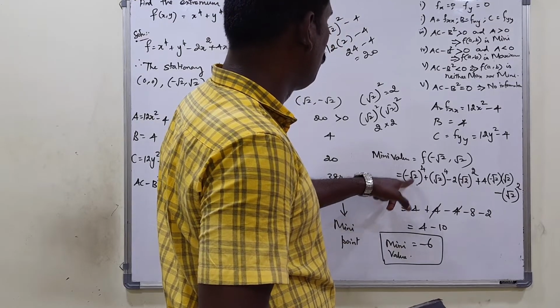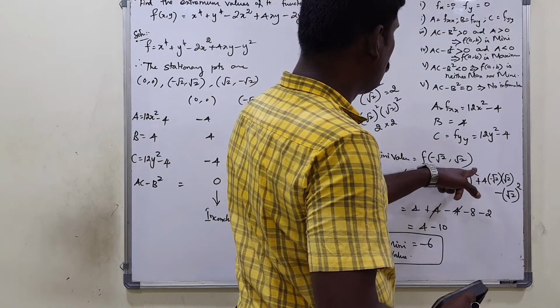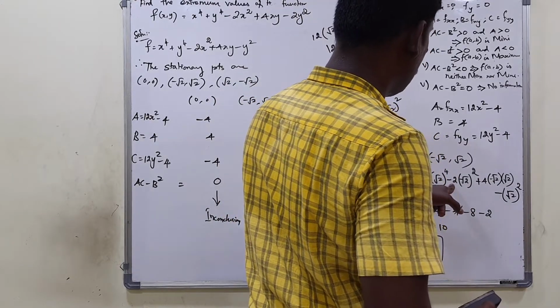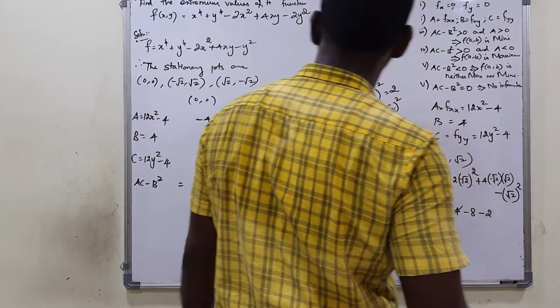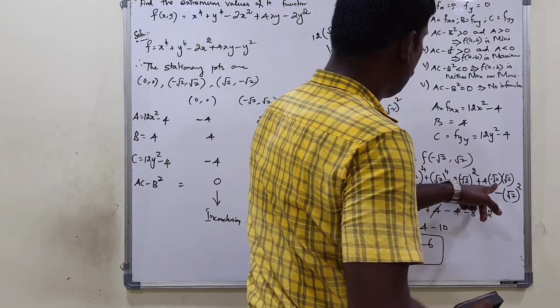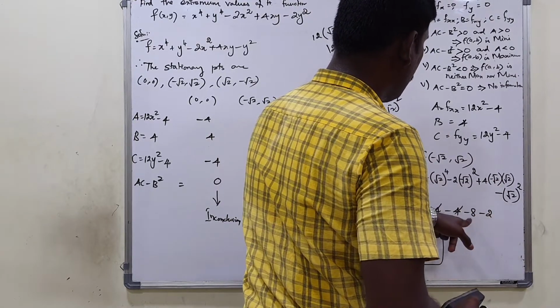Minus root 2 for 4 is 4. This also 4. This becomes minus root 2 square is 2, 2 into minus 2, isn't it? It is minus 4 and then plus 4xy, plus 4 into x into y. So this becomes minus 2 minus 8.